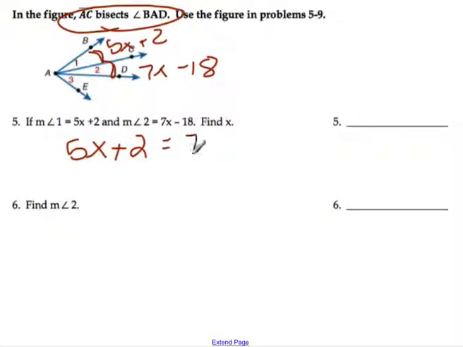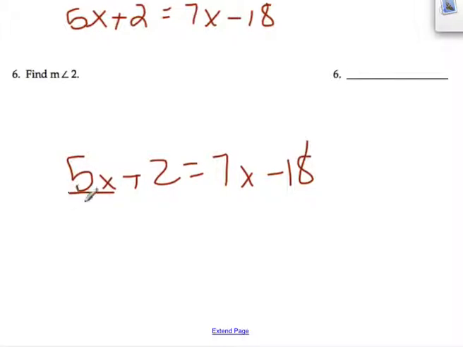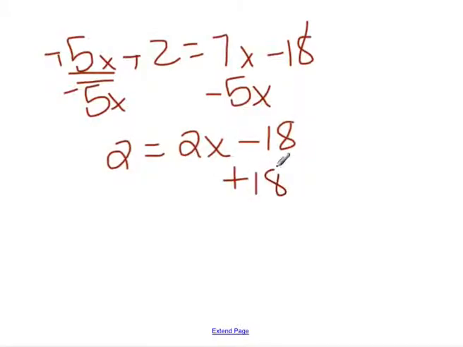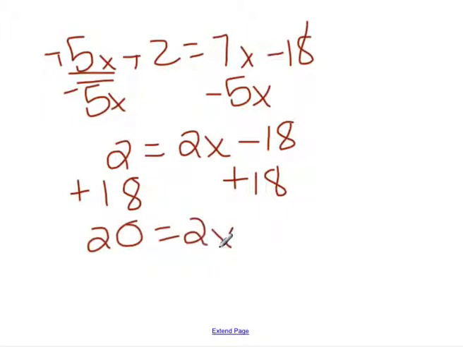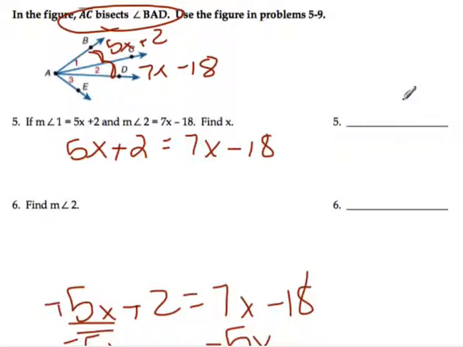So 5x plus 2 is equal to 7x minus 18. So I'm going to go ahead and get myself some space down here, and I'm going to solve that equation. So what I like to do is take the smaller amount of x's and bring it over to the other side. So I'm going to subtract 5x from both sides. Since this is positive, I need to subtract 5x to get it over to the other side. 7x minus 5x is going to give me 2x, and then I have minus 18. So now I'm going to add 18 to both sides, and I get 2 plus 18, which is 20, is equal to 2x. Divide both sides by 2, and I get that x is equal to 10. So that's my answer for number 5, that x is equal to 10.